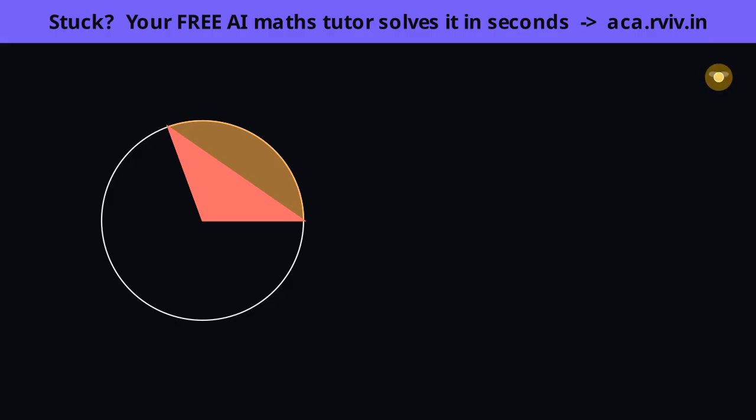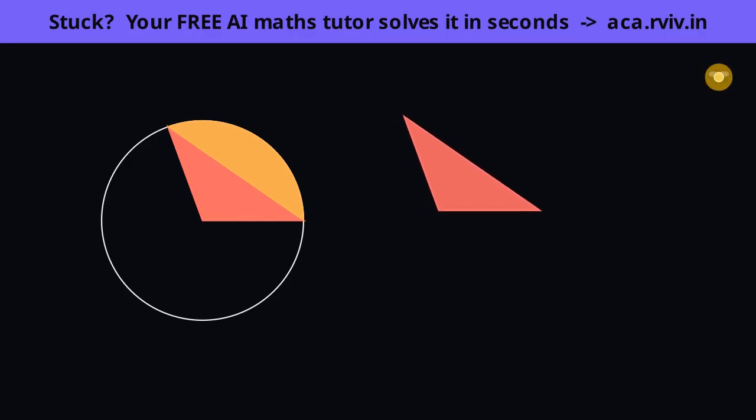So watch me lift the red triangle straight out of the sector and set it aside. What stays behind? This orange sliver caught between the straight chord and the curved arc, that is the segment. Really look at it. The segment is the curved leftover, the part of the slice on the far side of the chord. That's the difference students always blur. The sector is the whole pie slice, the segment is only the curved cap beyond the chord.